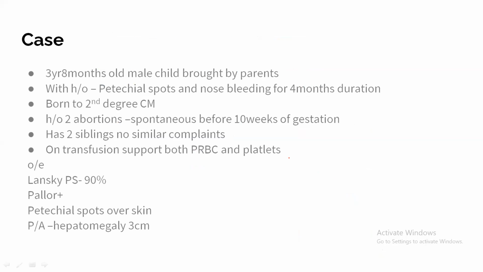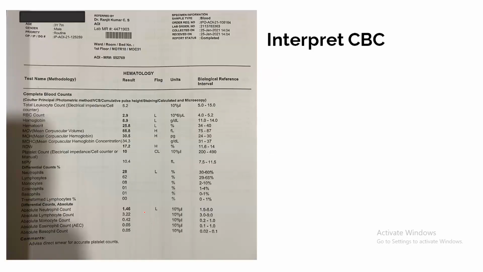And this is another case, a 3 years 8 months old male child, with petechial spots and nosebleeds for 4 months duration. Second degree consanguineous marriage, 2 abortions in the family, 2 siblings, there were no similar complaints, and he was on transfusion support both for PRBC as well as platelets. So he was having pallor and also petechial spots. Based upon the history, you might be dealing with an RBC related problem and also platelet related issues. So bicytopenia you are dealing with.